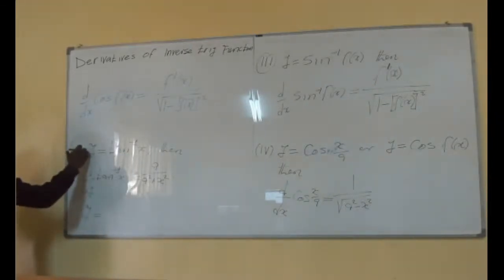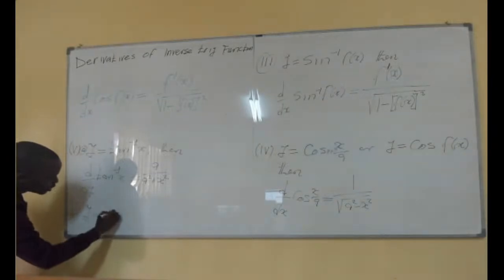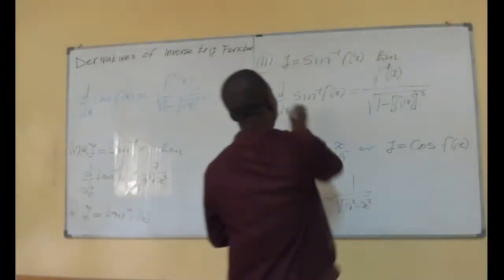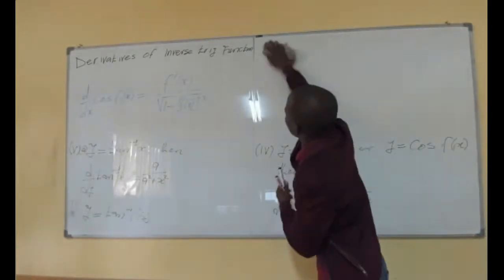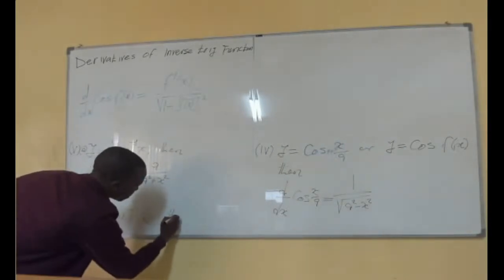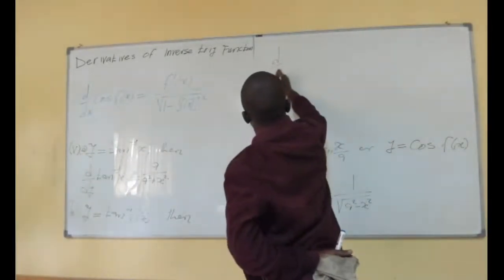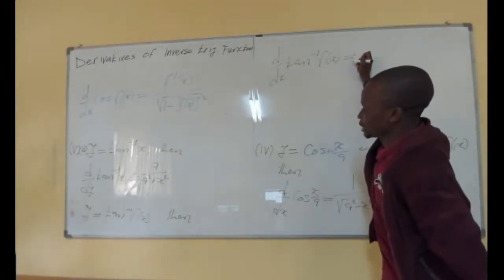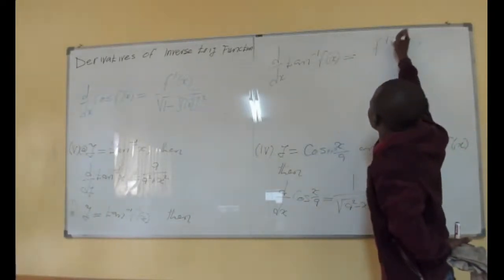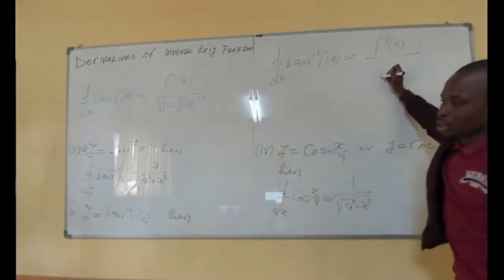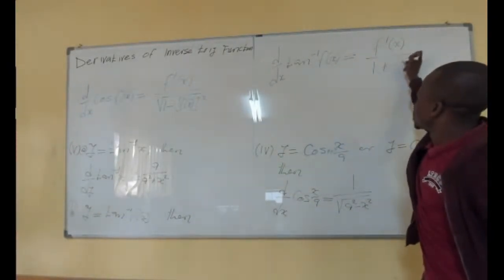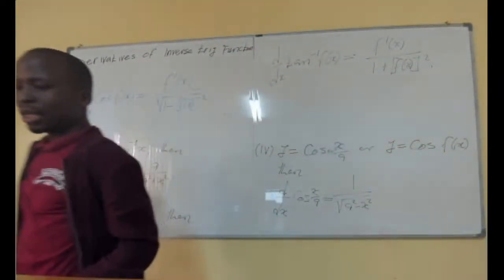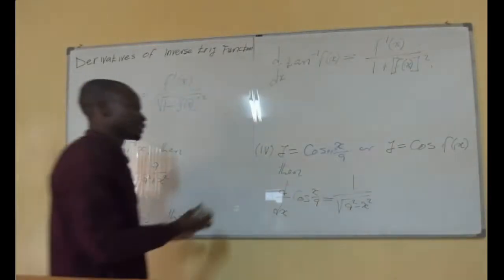Y is equal to, I can put this as b. If y is equal to the tan inverse of some function x, then the derivative with respect to x of the tan inverse of this function f of x is just equal to the derivative of f of x divided by 1 plus the f of x squared.